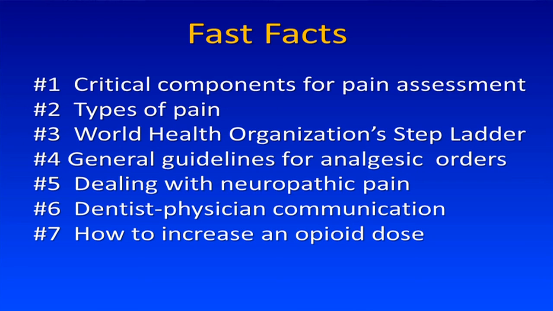In summation, I've got 7 fast facts that we look at. They are the critical components of pain assessment, the types of pain, the World Health Organization's stepladder of analgesic medication, and this is something that most of us are not aware of in dentistry, the general guidelines for analgesic medication orders, dealing with neuropathic nerve-type pain, the dentist and physician communication, because that is important in the chronic pain type mechanism, and how to increase an opioid dose.